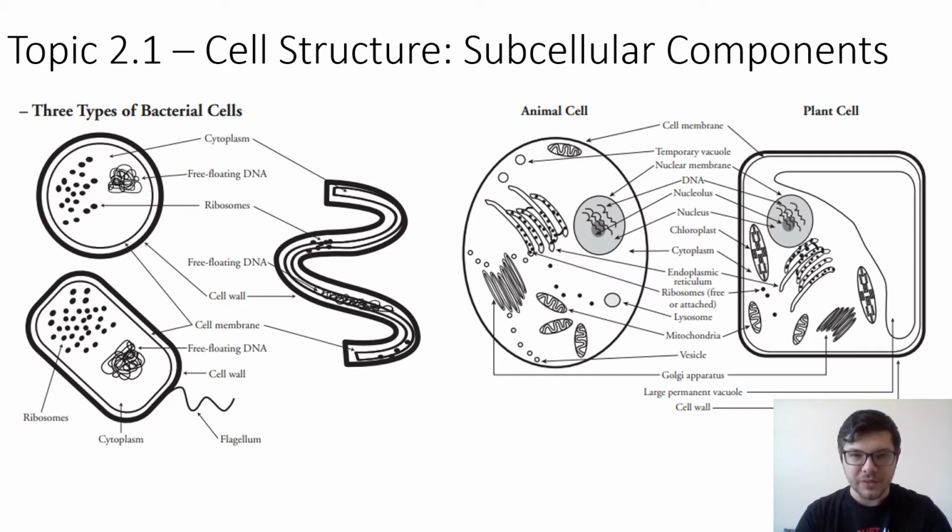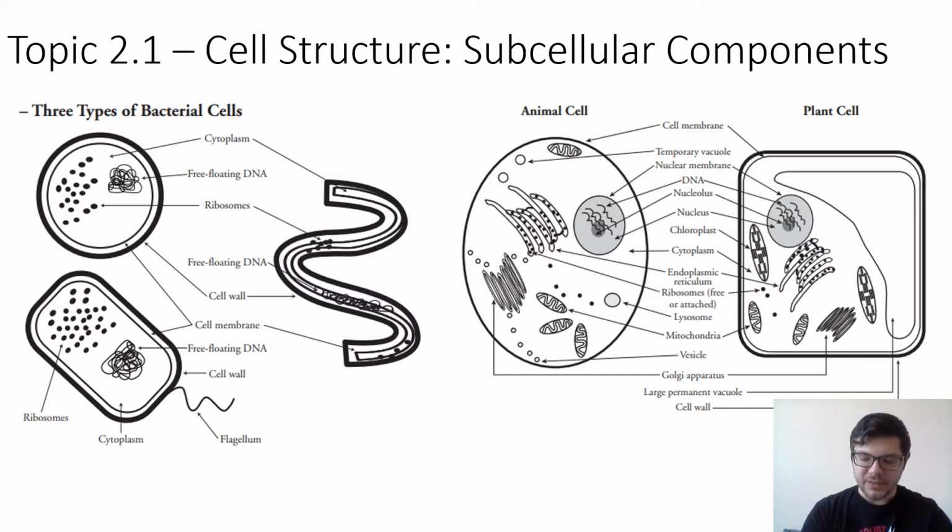You have vacuoles. Now in animal cells, you have temporary vacuoles. You have small vacuoles that just hold water for little specific reasons, and the water might go in and out of the cell. But in the plant cell, you have the large permanent vacuole, which has many purposes such as nutrient storage.